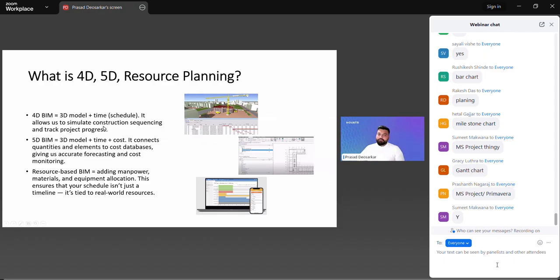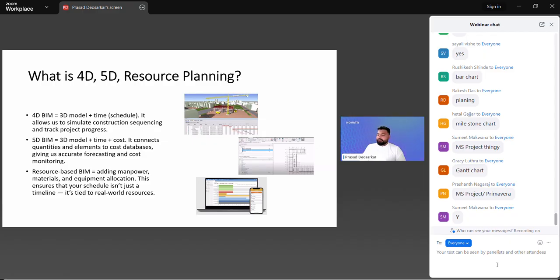It allows us to simulate construction sequencing and track project progress. Just like if you have used Primavera or Microsoft Project before, you are able to see bar charts and Gantt charts that give you a very visual way of looking at project progress. You can do a planned versus actual graph and see if you are ahead of the schedule or behind the schedule, right? But at the same time, you can also visualize it using the BIM model.